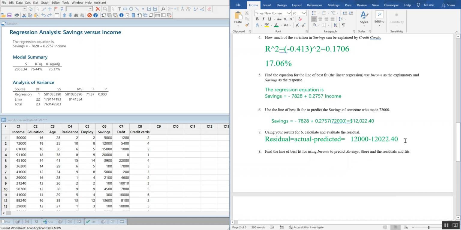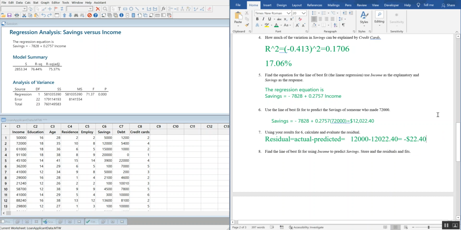So I'll do my subtraction. This one I can do in my head. Negative $22.40. Woohoo. Let me make a space here so it's a little easier to read. So my model actually over-predicted this by about $22, which isn't too bad considering most of these are in the thousands.